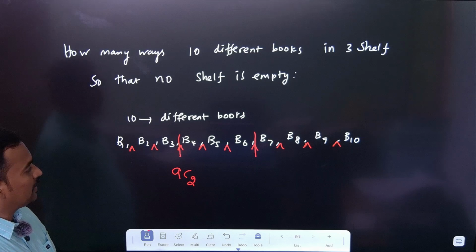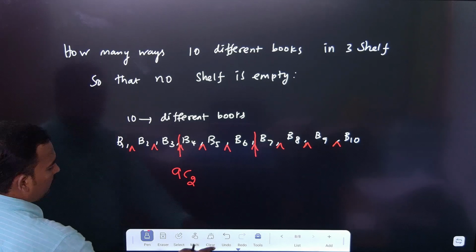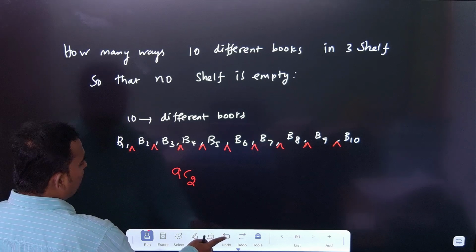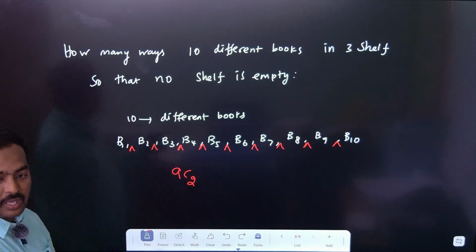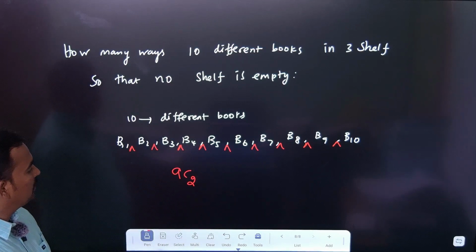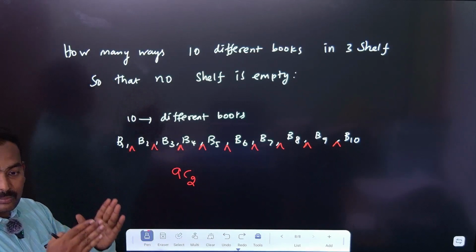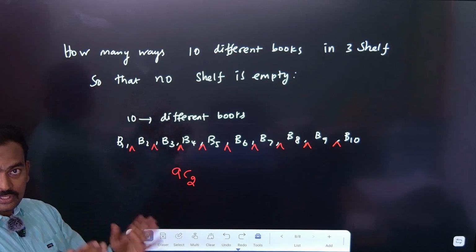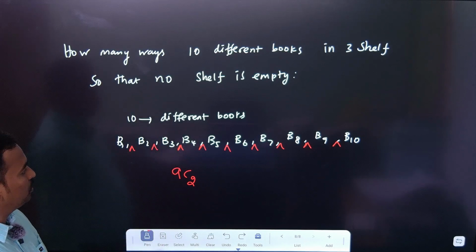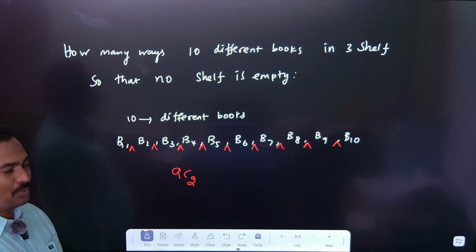Order-wise you can see here. Understand? That's why we see there are 9 gaps. You have to select 2 gaps. 2 gaps you have to fill with the bars or divisions, right? 9C2. Is this your answer? No. What can we do?